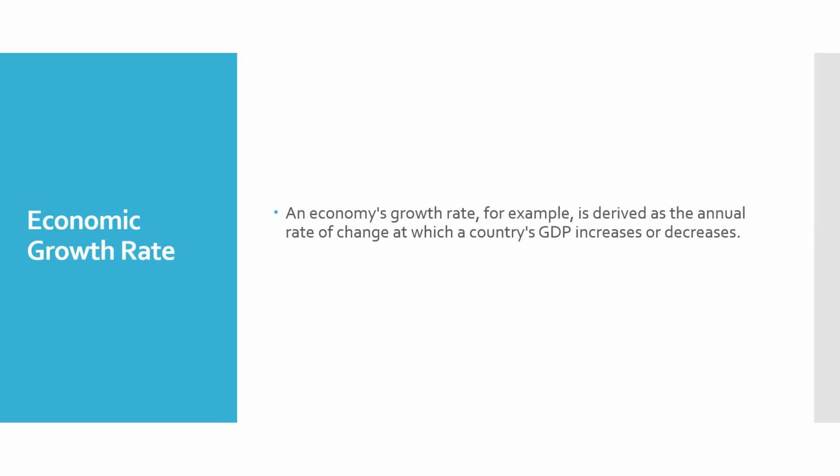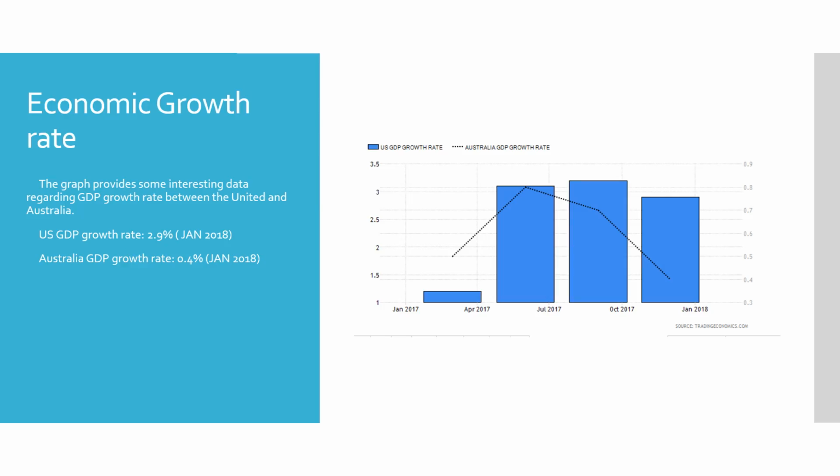On the other hand, we also had a look at the economic growth rate. So what is economic growth rate? It's derived as the annual rate of change at which a country's GDP increases or decreases. The graph provides some interesting data regarding GDP growth rate between the United States and Australia.